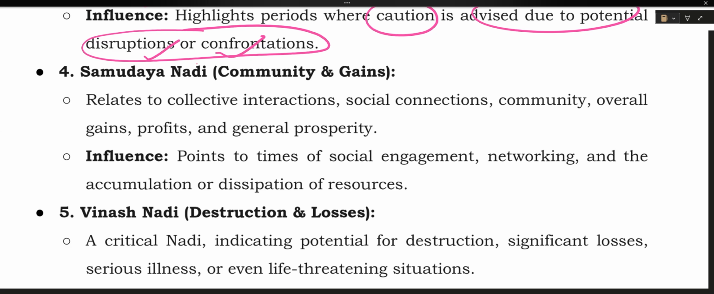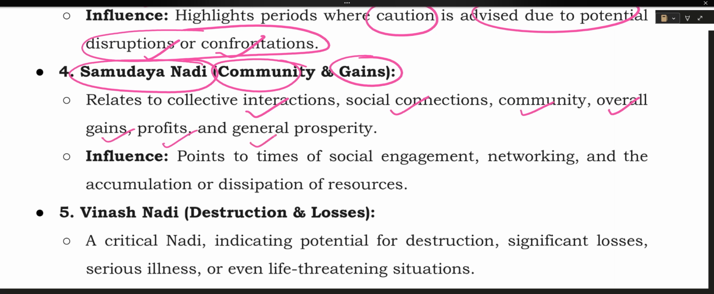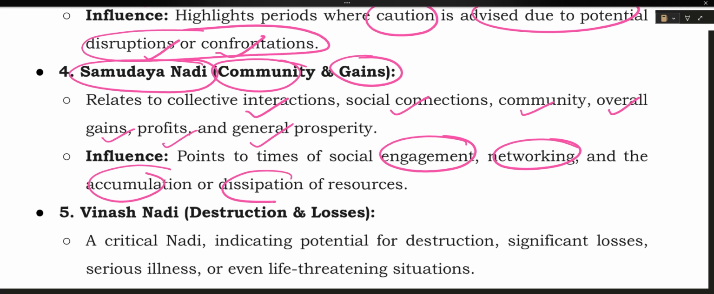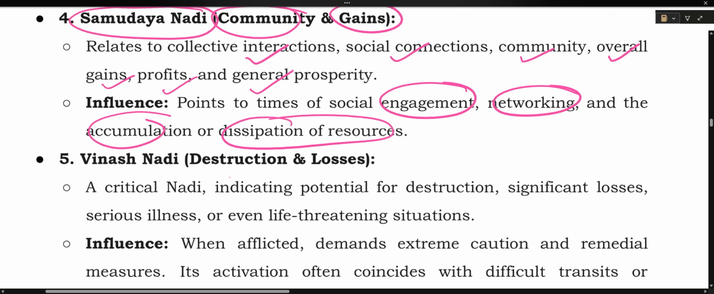Next we have the Samuday Nari. Samuday means a group of people. So it is the community and it is the gain. Samuday means, suppose you are acquiring something, that is all gain. So it is the collective interaction, social connection, community. Then we have the overall gain, profit and general prosperity. What is the influence? This Samuday Nari points to times of social engagement, networking and the accumulation and dissipation of resources. So these are the impacts in your life of the Samuday Nari.